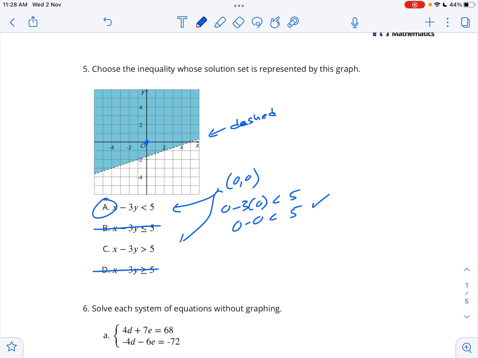You know, if I tried to substitute 0, 0 into the second one, I would have gotten 0 minus 3 times 0 is greater than 5, which 0 is not greater than 5. So for that inequality right there, 0, 0 should not be part of the solution set, but as you can see in the picture, because it's in the shaded region, it should be in the solution set. So it's not going to be C, it must be A.